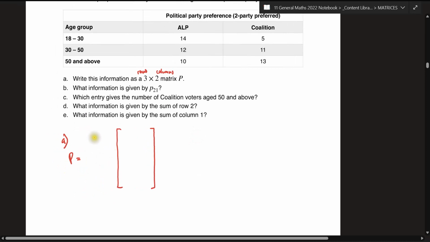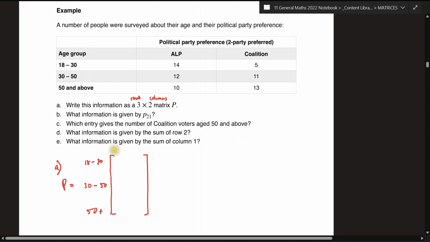So the first one is 18 to 30. Second one is going to be 30 to 50. And the last one is 50 and above, so I just write 50 plus. And in terms of the columns, you've got either ALP or the coalition. Okay, so there's your rows, there's your columns.